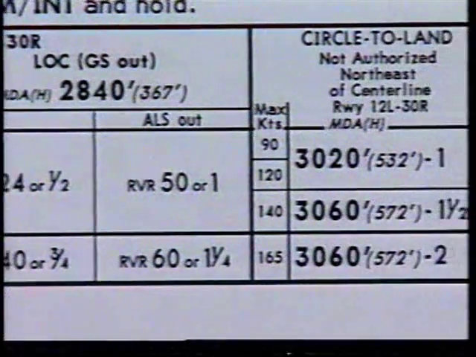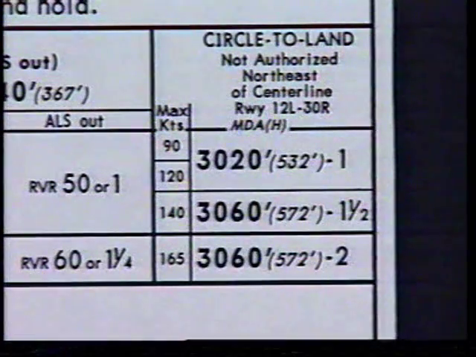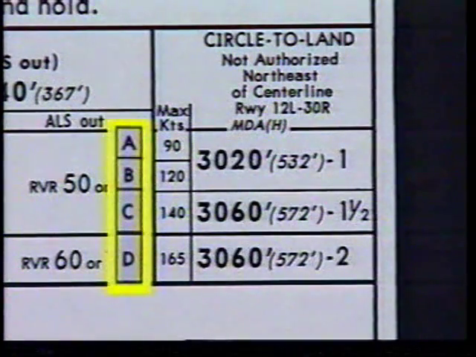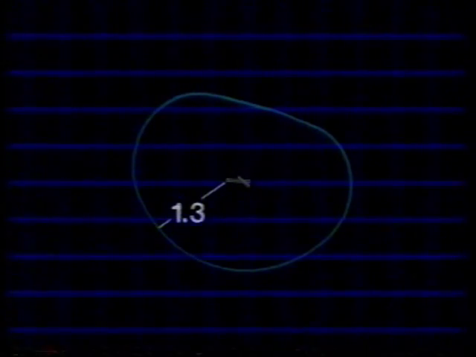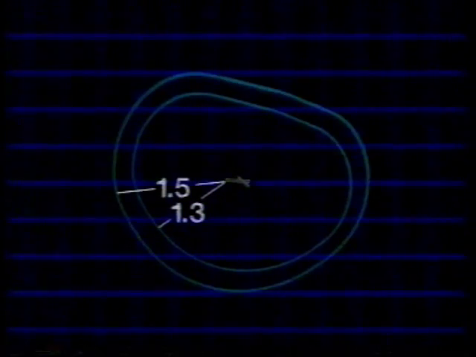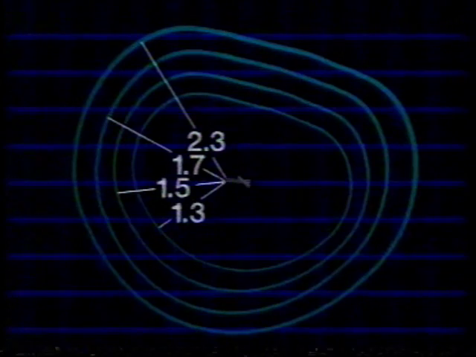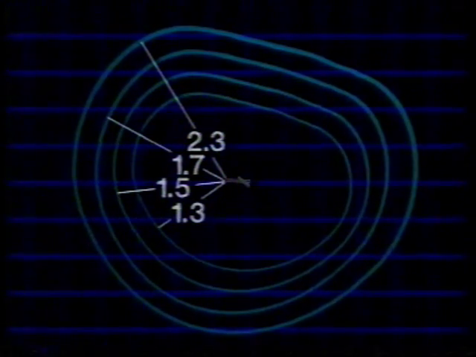On the far right are the circle to land minimum altitudes and visibilities. The protected airspace during a circle to land maneuver depends on your aircraft's approach category, which is based on its airspeed. This airspace ranges from 1.3 nautical miles from the runway ends for a Category A aircraft to 2.3 nautical miles for Category D aircraft. Remember, if you're flying the maneuver at an indicated airspeed faster than the maximum limit of the speed range for your category of aircraft, you should use the next higher speed range. Otherwise, you might not have the necessary obstacle clearance.